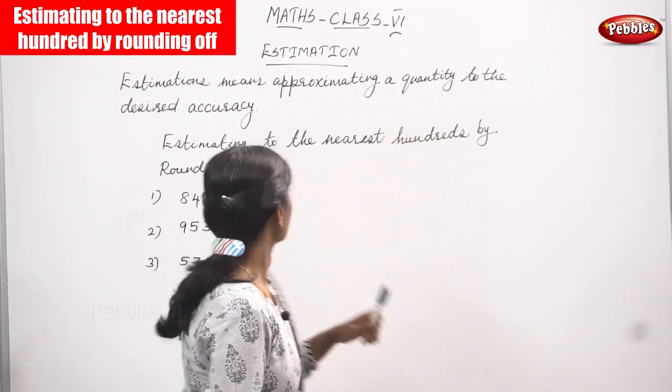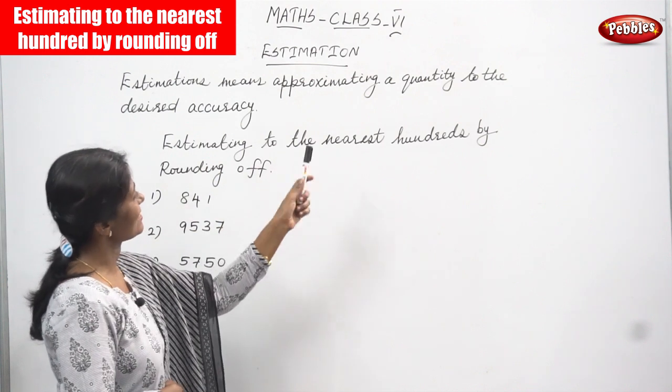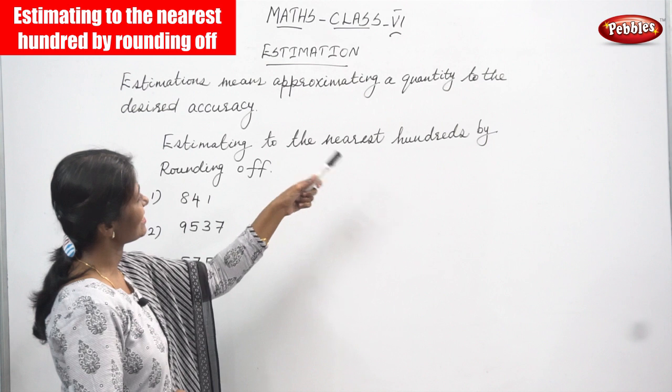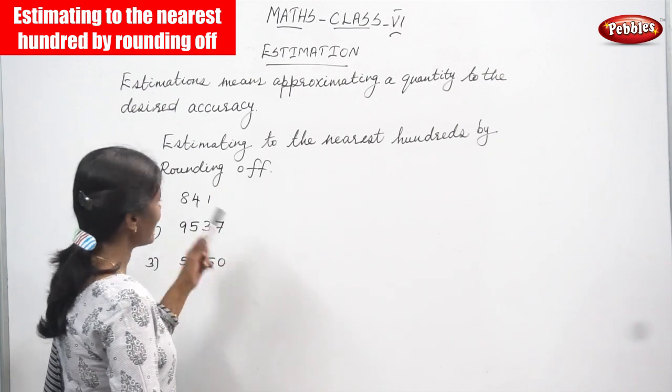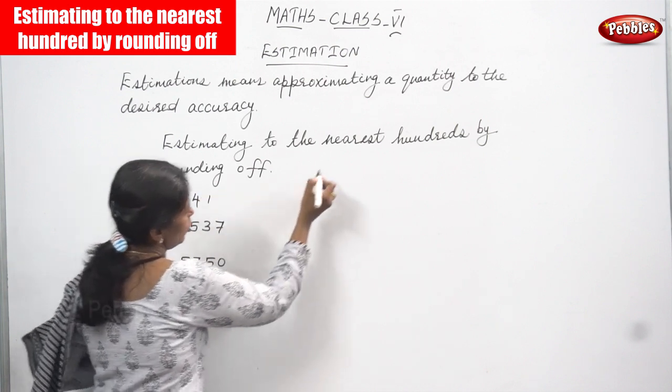Now we are going to see estimating to the nearest hundreds by rounding off. I'll repeat, estimating to the nearest hundreds by rounding off. 841. So look at this number. This is nearest. What is the heading?